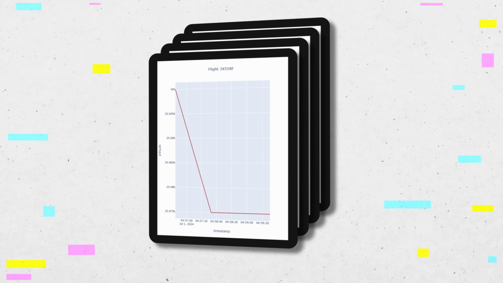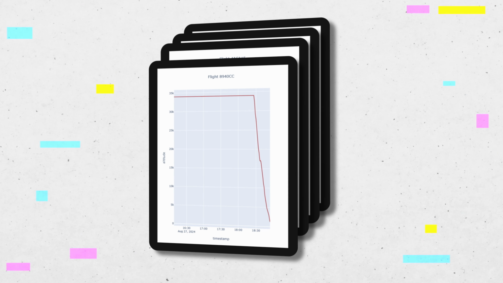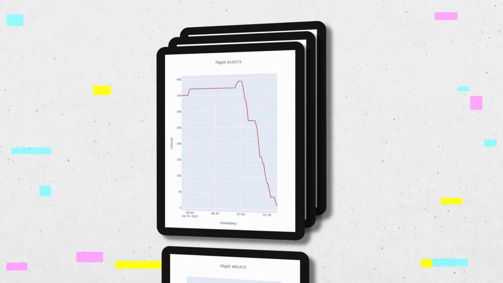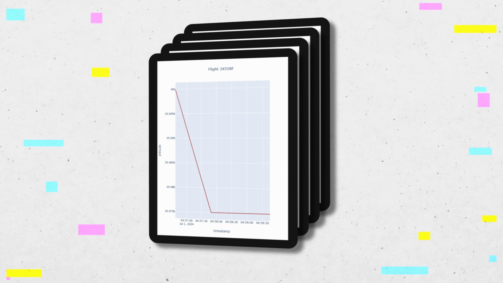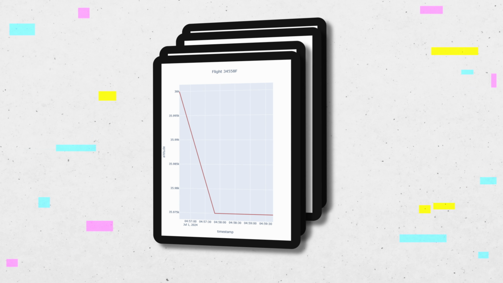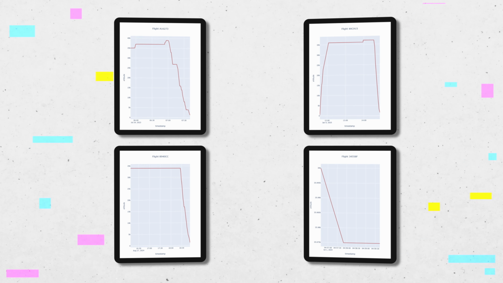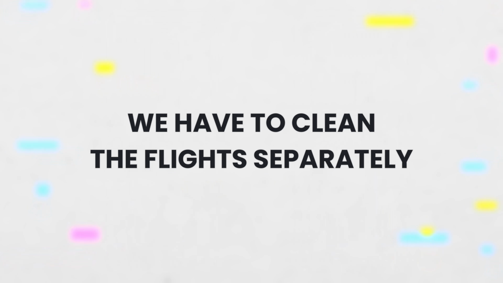Now, here is our approach. We handle missing values on a per flight basis using different methods depending on the feature. The key thing is that we never interpolate across different flights, only within the same trajectory, as mixing flights would create completely unrealistic data points.